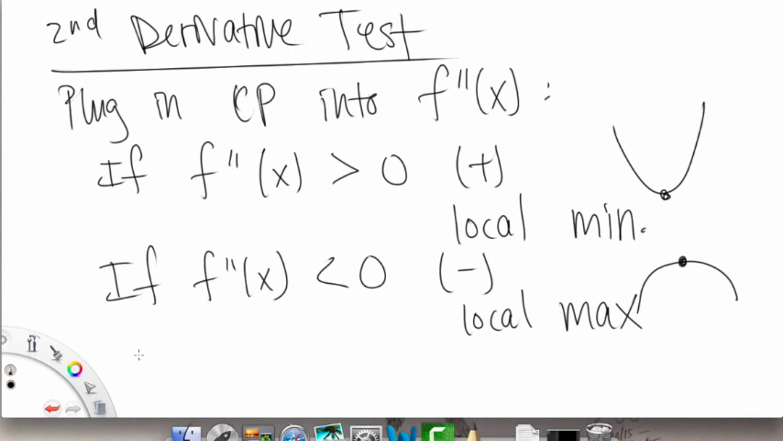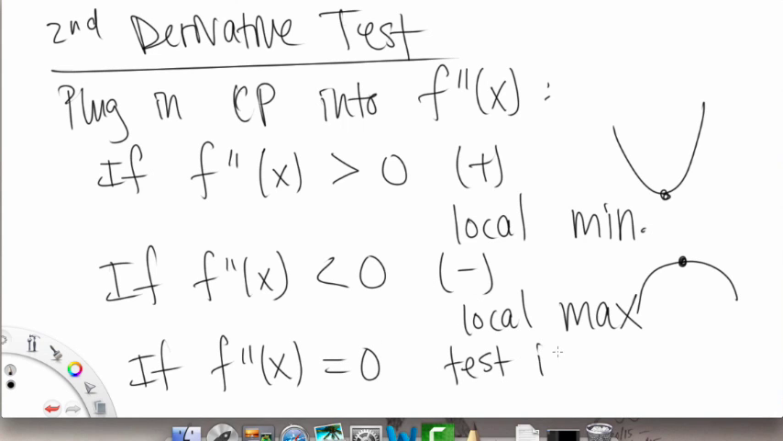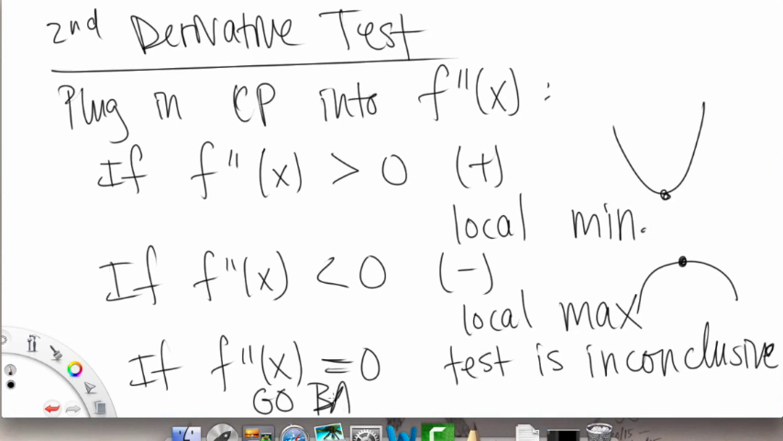And if your second derivative turns out to be 0, that means the test is inconclusive. It doesn't necessarily mean we don't have an extrema, like a maximum or a minimum. It just means that we can't tell from the second derivative here. So what we would do when the test is inconclusive is go back to the first derivative test, which just means sign analysis with the first derivative, with f prime.